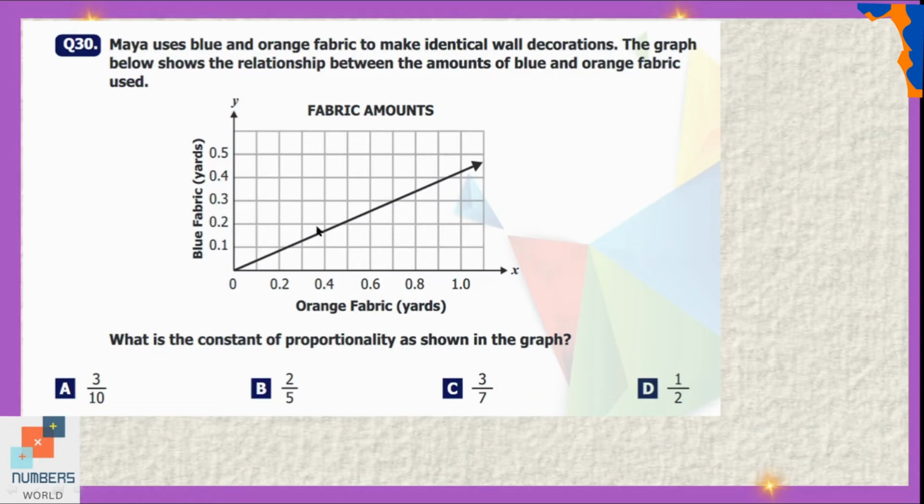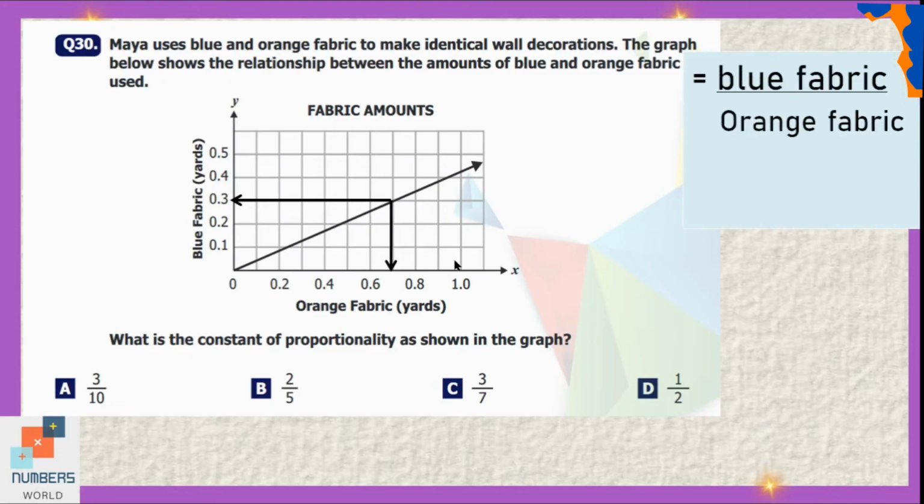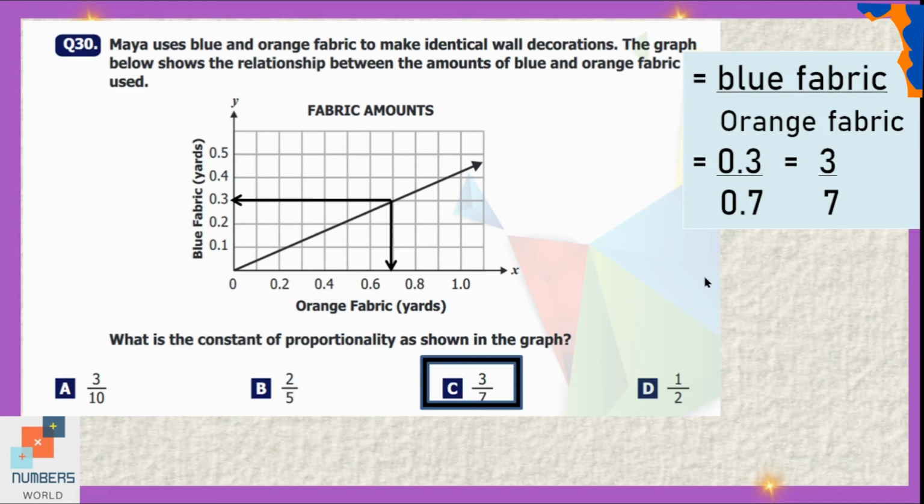So we are going to find out the relationship between the blue fabric and orange fabric in yards. We can see a line over here which is gradually increasing. So we can choose any point on the given line to find the constant of proportionality. Here we can choose this point where the value of blue fabric is 0.3 and the value of orange fabric is 0.7. So we will divide the values to find the constant of proportionality. The value of blue fabric divided by the value of orange fabric is equal to 3 by 7. So option C is our correct option.